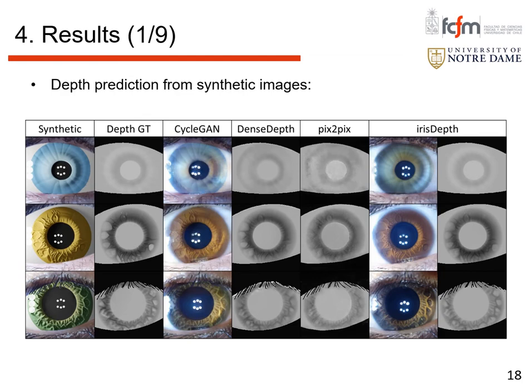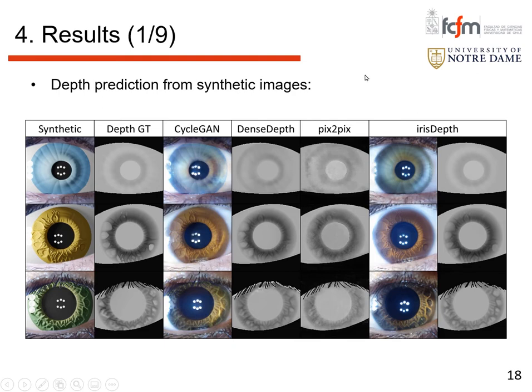The results. This image represents the depth prediction test using synthetic images. Here we have the synthetic input image and the depth ground truth. From the synthetic image, GAN networks such as CycleGAN, T-squareNet, and IRIS-Depth made a translation so that the synthetic image would look more photorealistic.